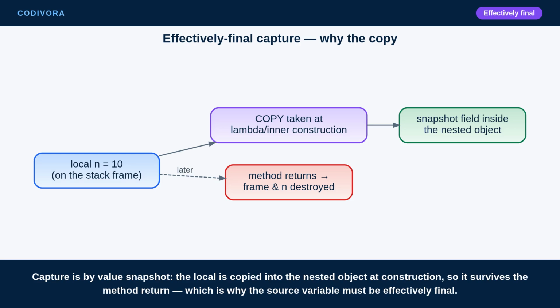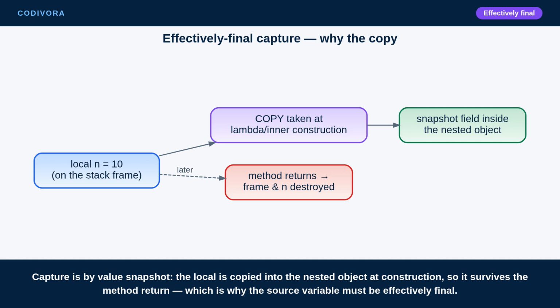Finally, why must captured locals be effectively final? It's a lifetime mismatch. A local variable lives on the method's stack frame, which is destroyed the moment the method returns. But the lambda or inner object you built can outlive the method. It might be returned or run later on another thread. So Java copies the value into a snapshot field inside the nested object at construction time.